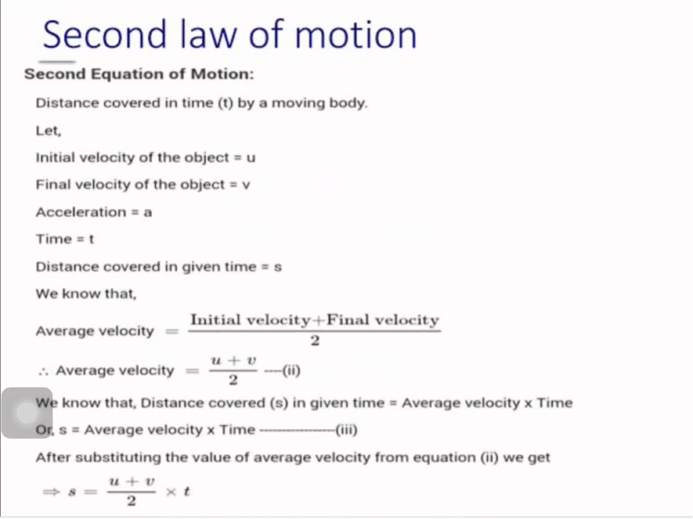In the same way, the second equation: distance covered in time t by a moving body. Let us consider the initial velocity of the object is u, final velocity of the object is v, acceleration a, time equal to t, and distance covered in the given time is s. We know the formula: average velocity equal to initial velocity plus final velocity by 2, or average velocity equal to u plus v by 2. We know that distance covered in a given time equal to average velocity into time. Then you can substitute the values: s equal to u plus v by 2 into t.